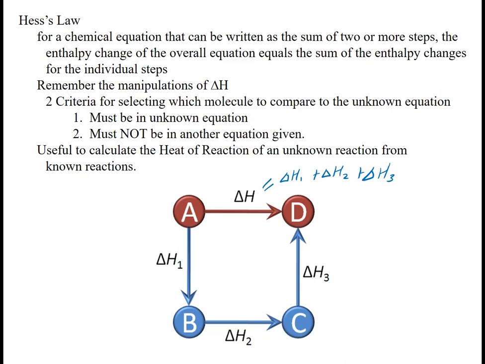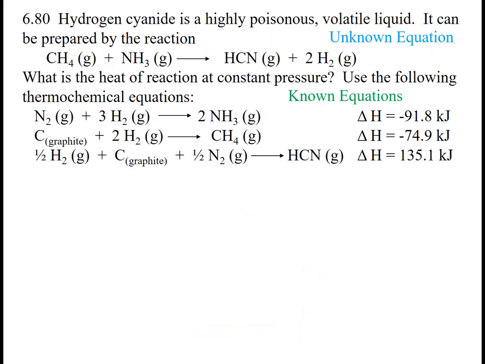To do this, I have to look for two criteria, and I'm going to look in this order: criteria 1 and then criteria 2. Criteria 1 is that I'm looking at the known equation, and one of the compounds must be in the unknown equation. So the compound must be in the unknown equation, and it must not be in any of the other known equations. So it must be here, but it cannot be anywhere else, and I'll show you an example of that. So here's the first one.